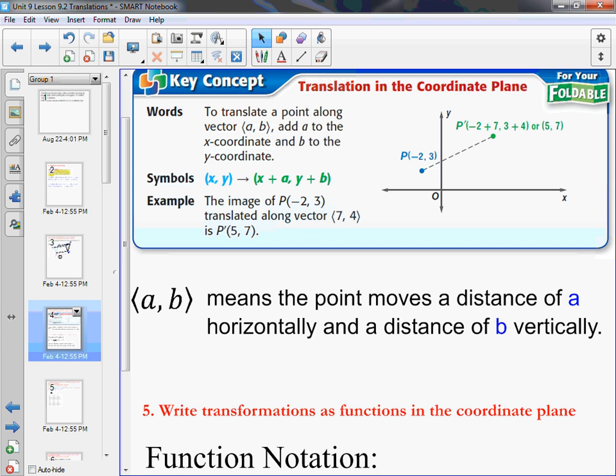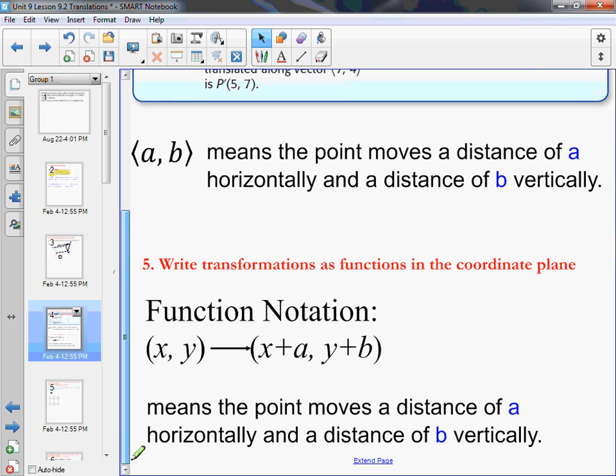Okay? So maybe if A is 3, you move 3 to the right. And if B is 4, then you would move it 4 up. Or if A is negative 2, you'd move it 2 to the left. And if B is 7, you'd move it 7 up. Get the idea? So that's what the vector notation means.